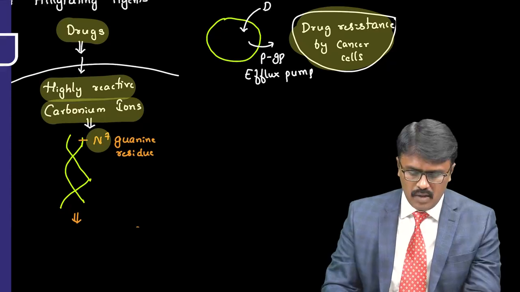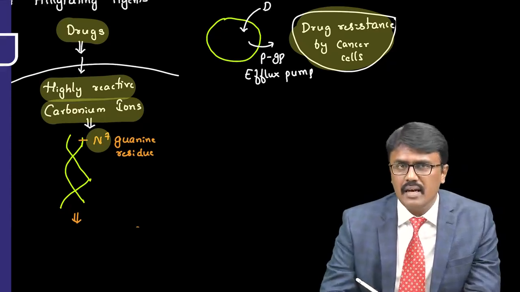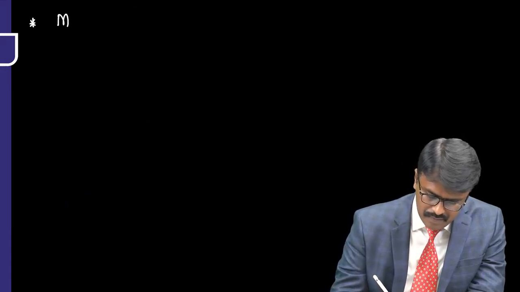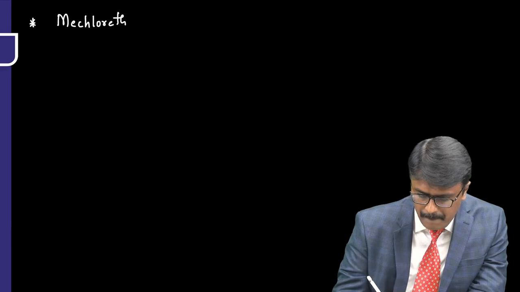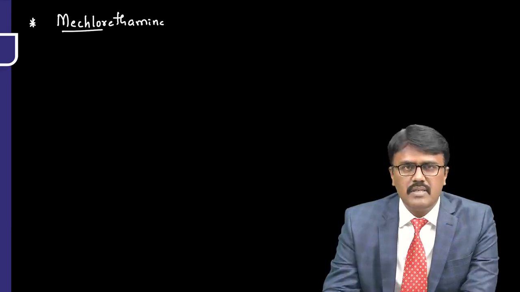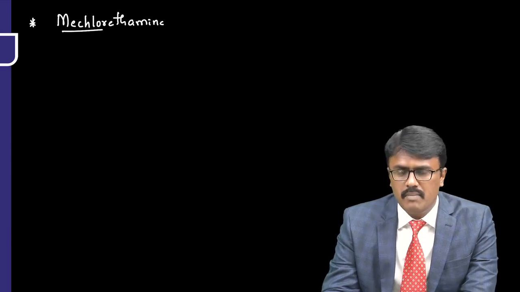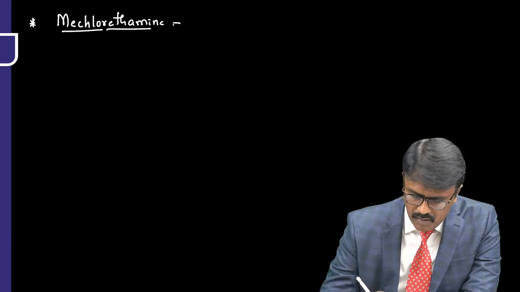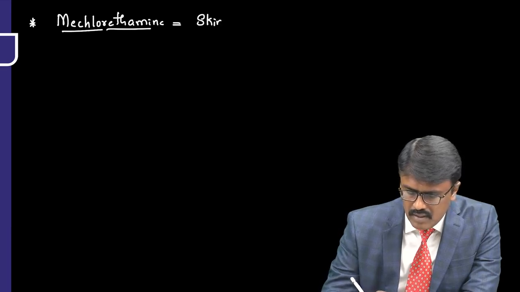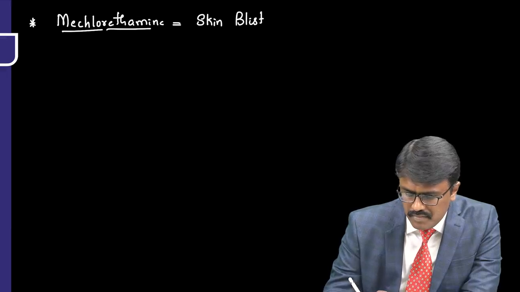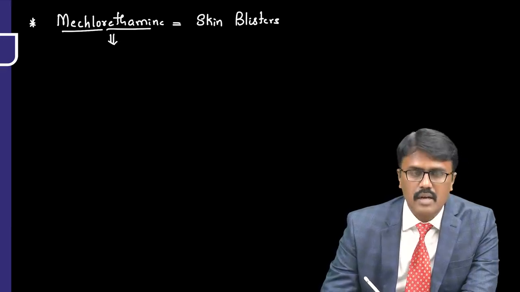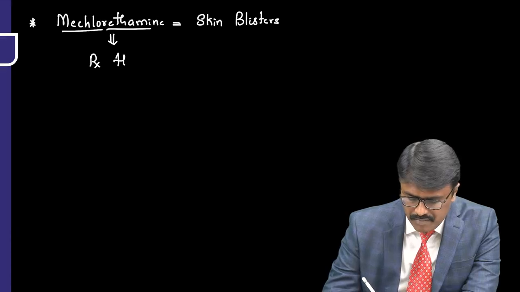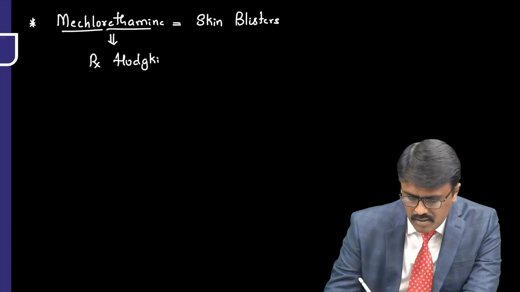So let us start our journey. What are the drugs which are called DNA alkylating agents? The number one and the first one is called mechlorethamine. So the first anti-cancer drug is called mechlorethamine. The problem with mechlorethamine is it is known to produce skin blisters. Skin blister, that is the adverse effect. And it was used to treat a condition called Hodgkin's lymphoma.